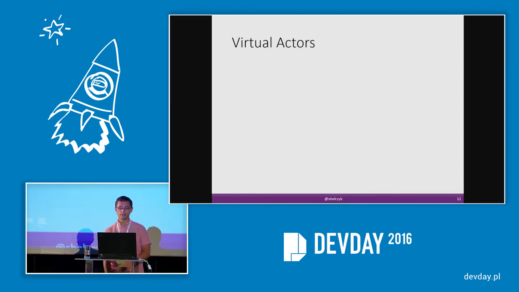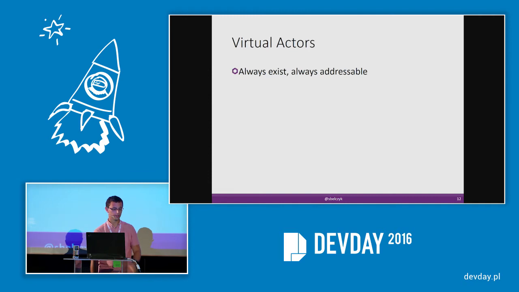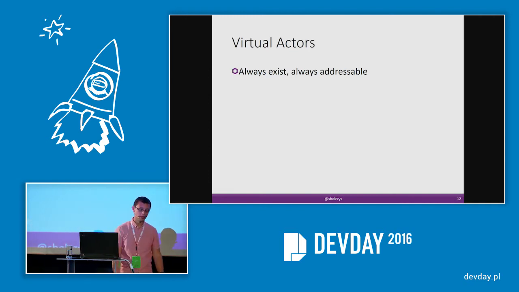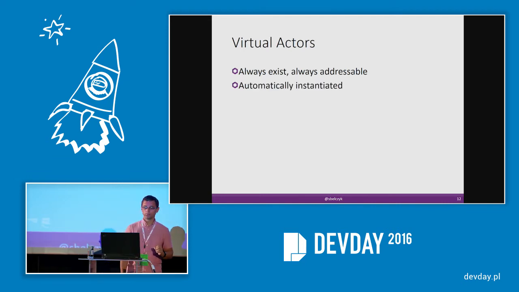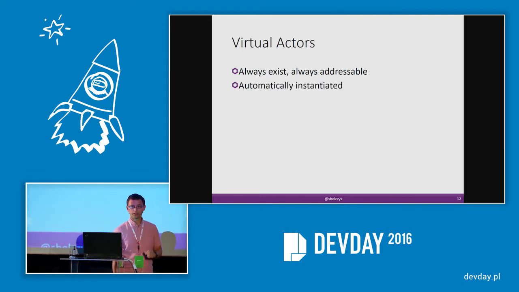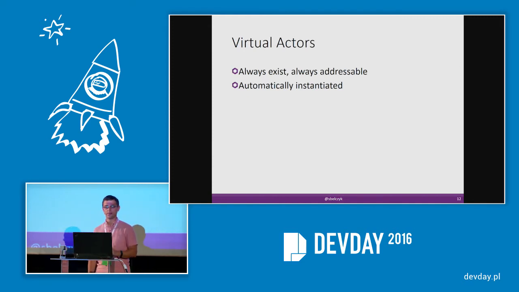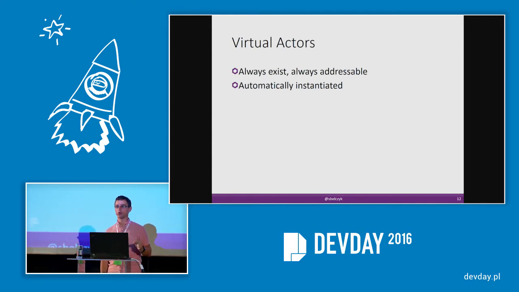OK, so what are these virtual actors? Virtual actors, as opposed to the classic actor model, always exist, logically. For your application, they always exist, and they are always addressable. They will be automatically instantiated for you by the runtime, but you will never know if this actor was actually instantiated or it was already in the memory.